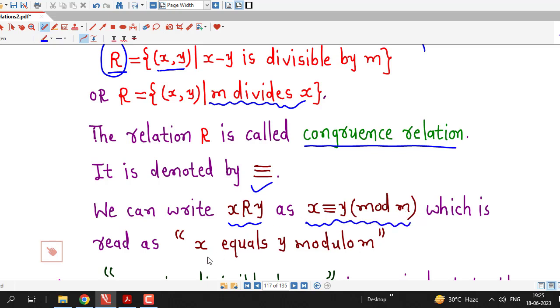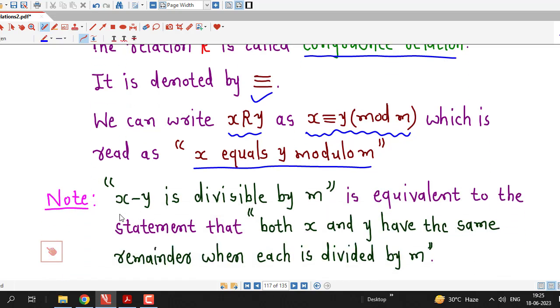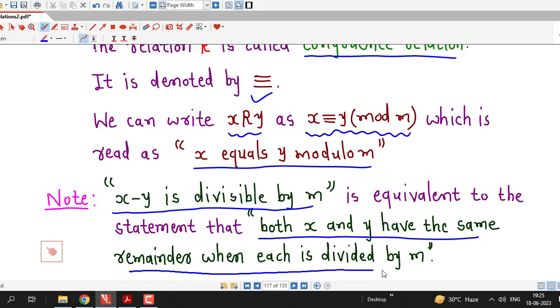We can read this as x equals y modulo m, and this statement, x minus y is divisible by m, is equivalent to the statement that both x and y have the same remainder when each is divided by m.